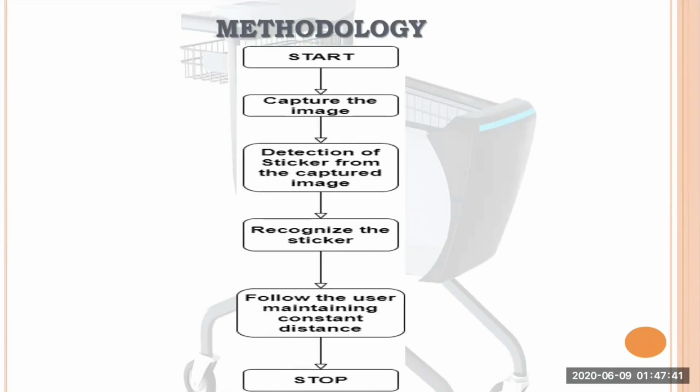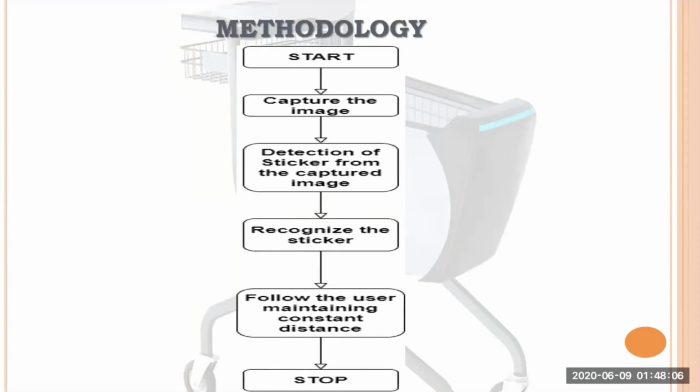This sticker is provided to the user, and it should be shown to the camera, which captures the images, and by using some detection algorithms, the sticker will be detected. Recognition of the sticker will be the next phase. That is, once the sticker is detected, whenever there is a sticker in front of the trolley, the sticker should be recognized.